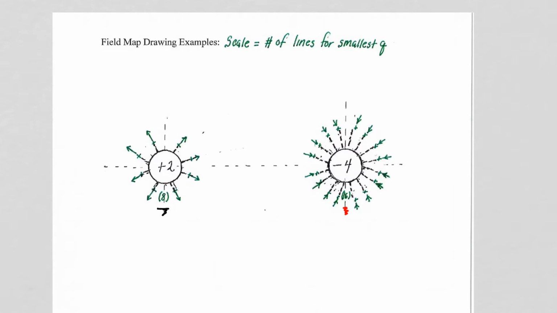Do not start to draw field lines until you've determined your scale. And the scale is the number of lines for the smallest q. Well, our smallest q is +2. And if you count, you can see we have 8 field lines there: 2, 3, 4, 5, 6, 7, 8. So we have our scale, and I'll put it up here because we need the space below to actually draw our lines. We have 8 lines per 2 units of charge.